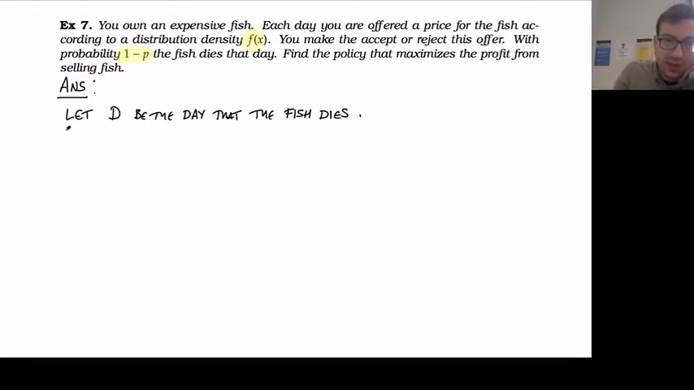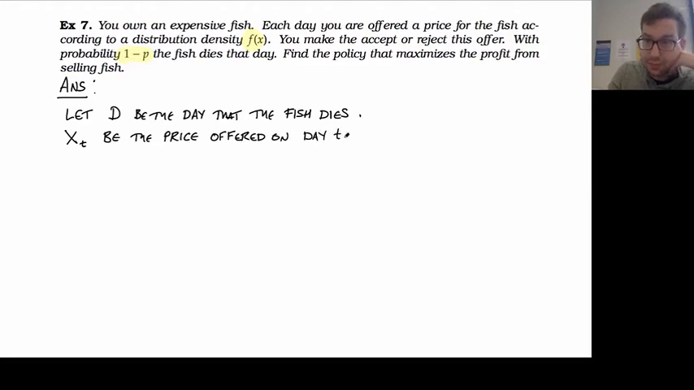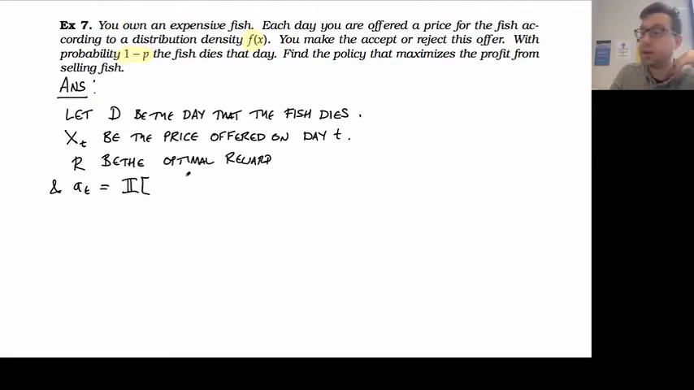I'm going to let x of t be the price offered on day t. I'm going to let R be the optimal reward. And I'm going to let A of t be the action that you decide: 1 if you decide to sell the fish, and 0 if you decide not to sell the fish.